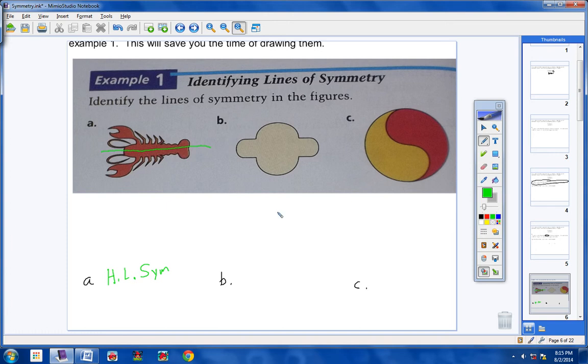Now, this object here in letter B has horizontal line symmetry, and it also has vertical line symmetry. If you were to draw a vertical line here and fold the object right on that line, this side right over here would fall right on top of this side over here, as you can see. And if we drew a horizontal line and folded the figure on that line, this side right here would fall right on top of this side over here. So we have horizontal line and vertical line symmetry.